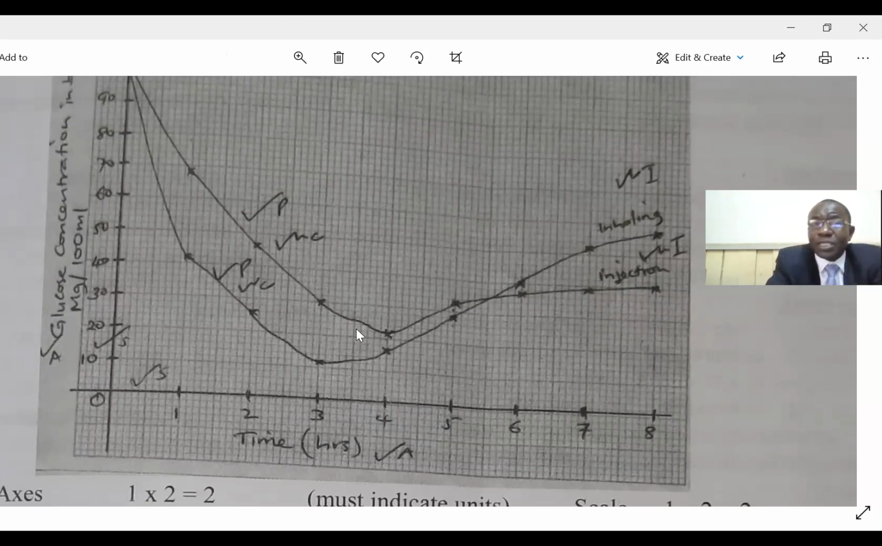What about the vertical scale? The vertical scale talks about 5 small squares representing 10 glucose concentration, 10 glucose concentration per milligram of 100. So you can see they are different. So the answer is that it should not be the same. I hope you are well coordinated.